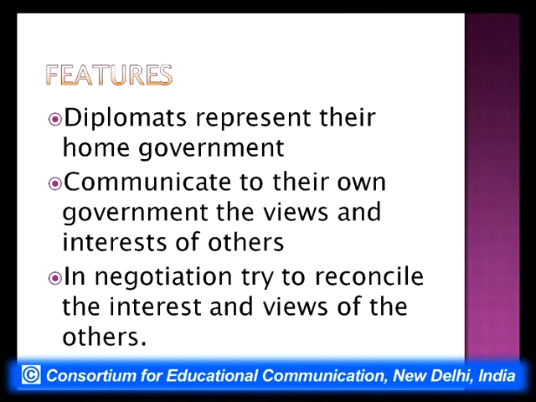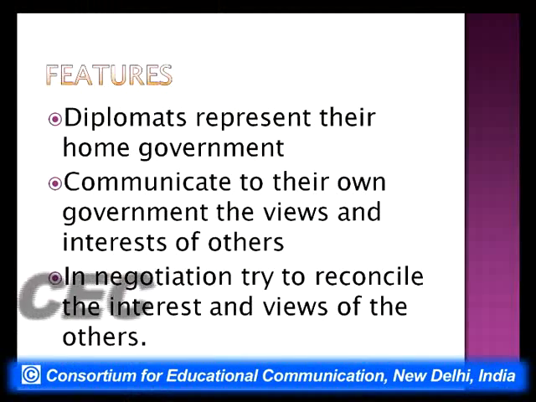The first thing is that diplomats represent their home government. So, whatever is their outlook is not their own, but they are just a messenger of the policy objective of their home country or the parent country. The second feature is that they communicate to their own government the views and interests of the other. So, as a representative, for example, an Indian diplomat sitting in the United States will be communicating the viewpoints and objectives of the government of India to the United States government, and vice versa. They would be bringing in the views of the United States government and communicating it to their own government in their own country.